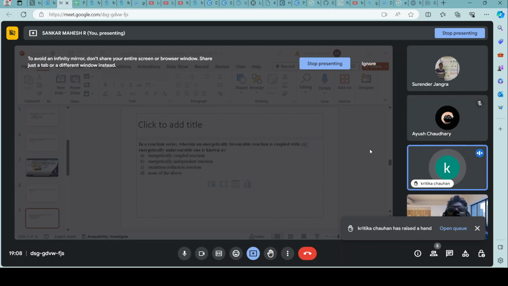If energetically favorable means that is feasibility we are talking about, right? So delta G should be negative. And when we talk about the energetically unfavorable, that is delta G positive. So in case of oxidation reduction reaction, I think this is not the option for this.